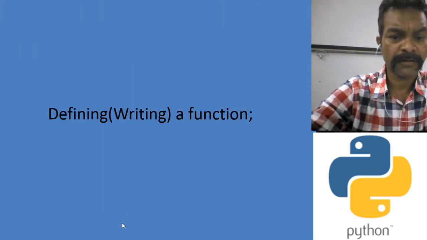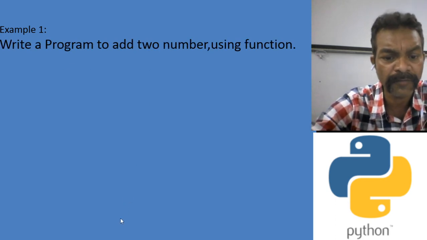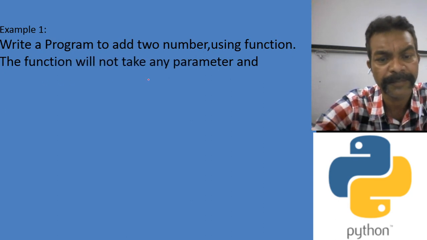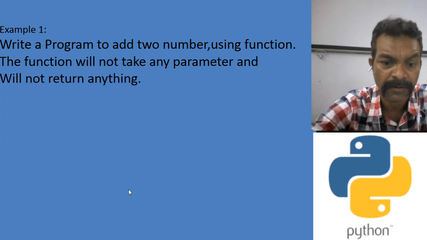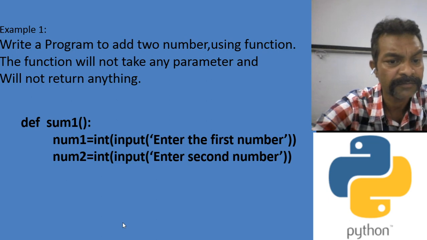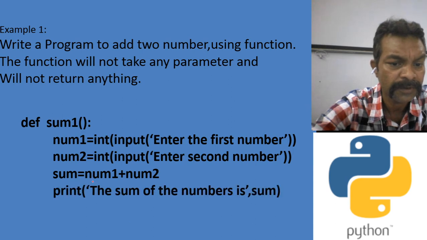Now I am coming to the next question part. You can say, write a program to add 2 numbers using function. The function will not take any parameter, will not return anything. Now how will we write? First we will write def statement, then num1, num2 numbers will be inserted by user, and then our sum statement, sum is equal to num1 plus num2, then print statement, sum will be printed.